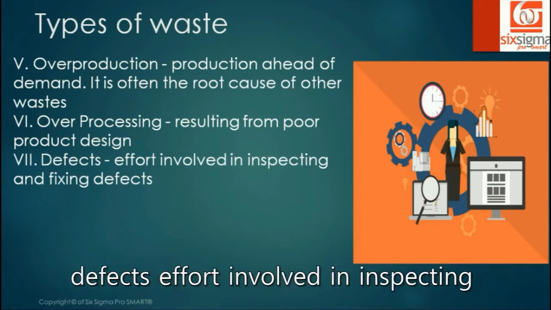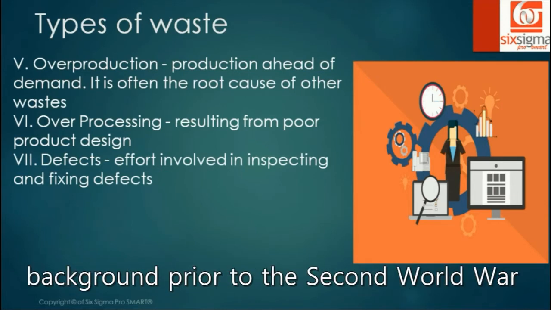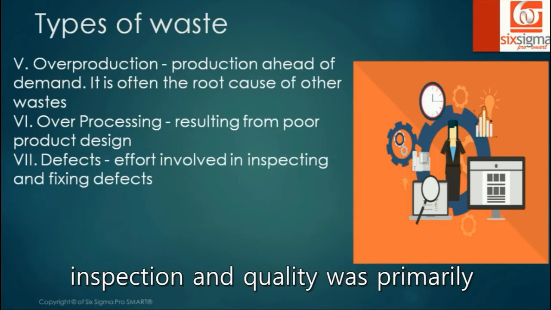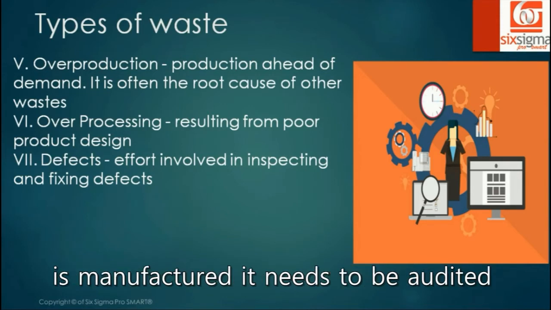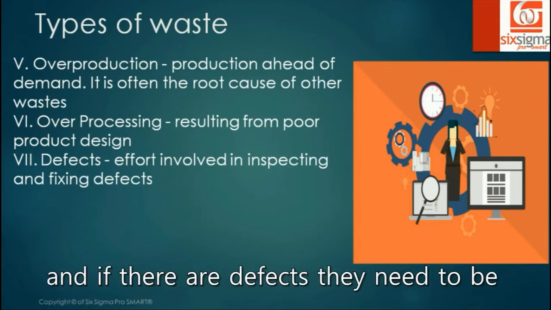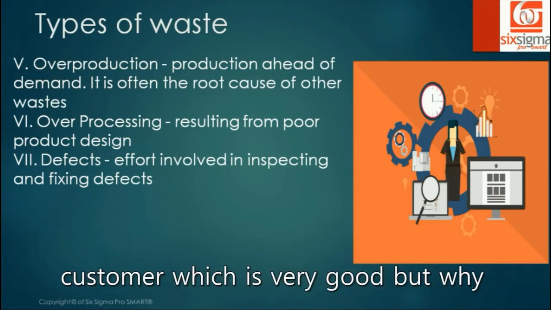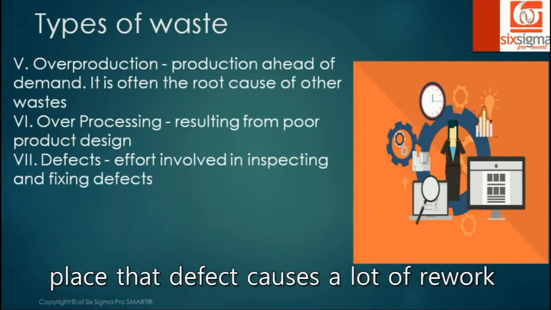Seventh one is defects. Effort involved in inspecting and fixing defects. Just to give you a background, prior to the Second World War era, there was a lot of focus on inspection, and quality was primarily driven through inspection. If something is manufactured, it needs to be audited. And if there are defects, they need to be corrected before we ship it to the customer, which is very good. But why should we have a defect in the first place? That defect causes a lot of rework.